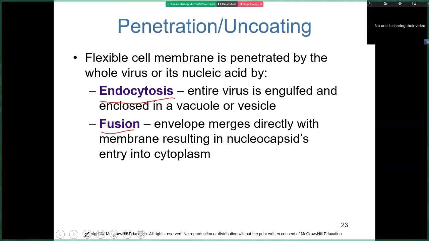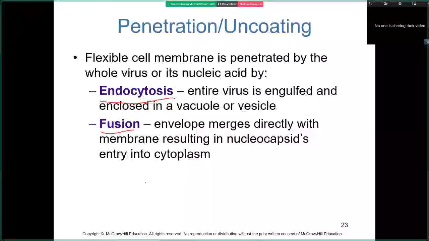Fusion is where we have an enveloped virus. This fusion doesn't happen with naked viruses, but enveloped viruses can sidle up next to a host cell, and the envelope and the host cell's membrane literally melt together, and the capsid comes in free of any sort of covering. And so then all that has to happen is destruction of the capsid to uncoat it. And there are even other ways things can go, but those are the two principal ways that penetration happens: endocytosis or fusion.